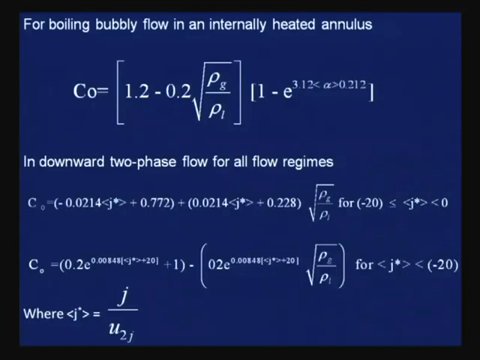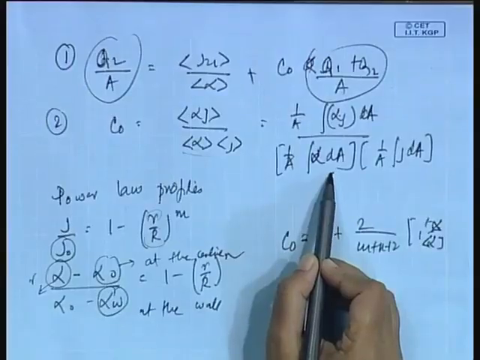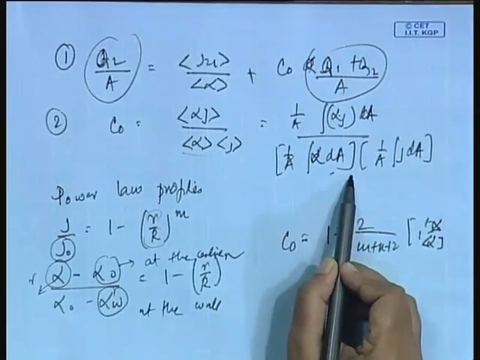But if the situations change, say there is a heat flux and there is intense vaporization at the walls, then the profile, instead of becoming this, becomes this particular shape. From concave it becomes convex. So, in such cases, the C0 calculation has to be done from the basic equation that I have written down here. From this basic equation it has to be done.